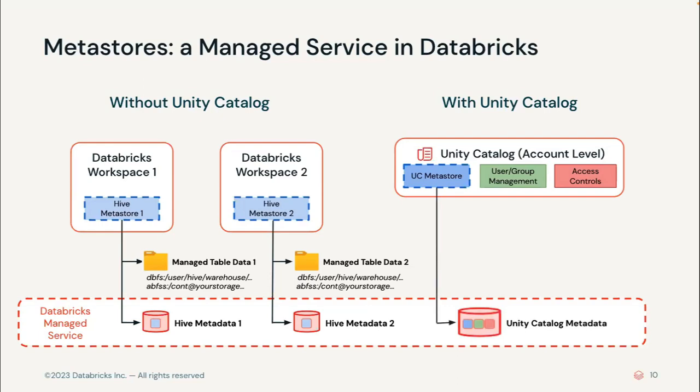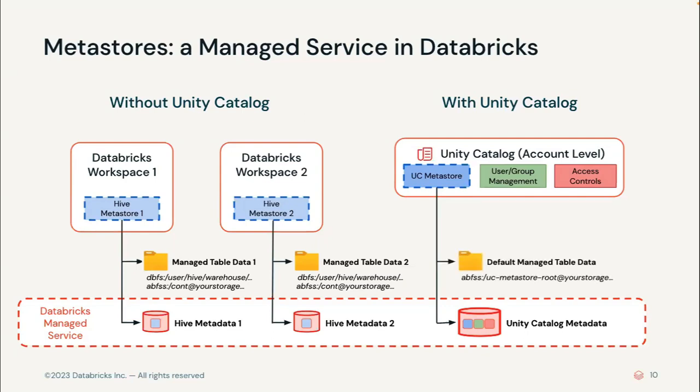Similarly, Unity Catalog metadata, that is information about your tables and views, schemas, catalogs, is also managed by Databricks. But unlike Hive, Unity Catalog also centrally manages information about your users and groups and service principals, as well as the permissions, all at the account level, which, as you're going to see, really simplifies access management and auditing.